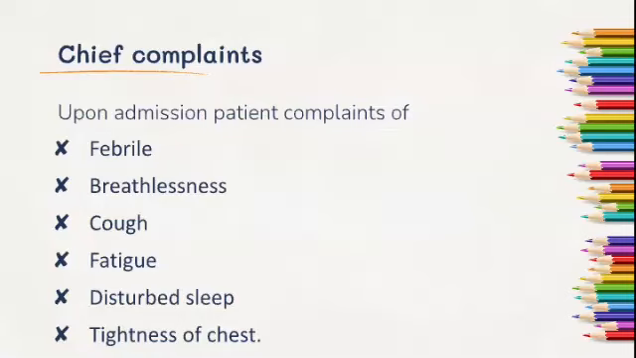The next is chief complaints. You can take the list given in the paragraph as well as in the physical examination findings, or you can take it from the history. So upon admission, what are all the things the patient complained of? From that paragraph I have listed here: febrile, breathlessness, cough, fatigue, disturbed sleep, and tightness of chest. So these are all the chief complaints of the patient, because we have to identify the needs and problems. So we need chief complaints here.